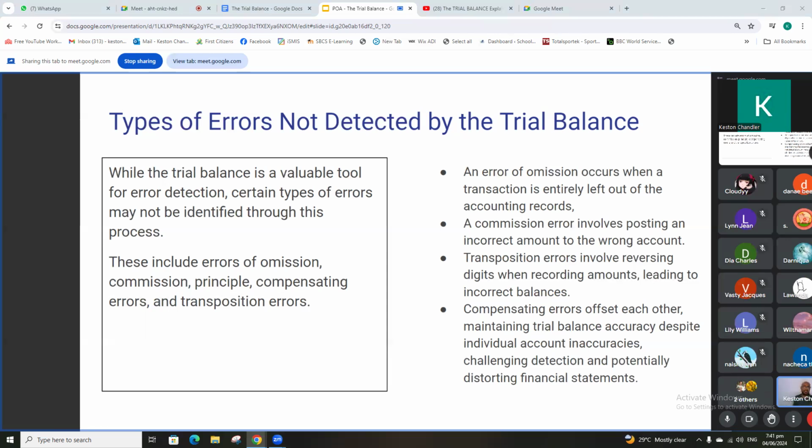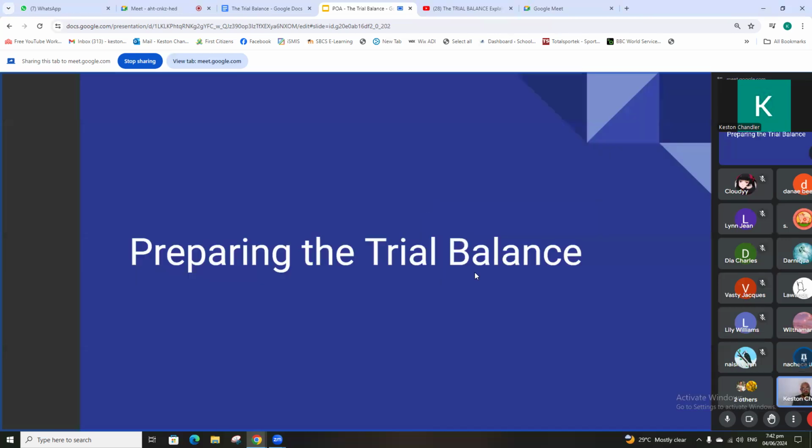Now, these errors that are not detected by the trial balance, we will come back to them and do them as a separate class, as a separate topic, right? Because we'll do that under correction of errors. Okay? So moving forward.